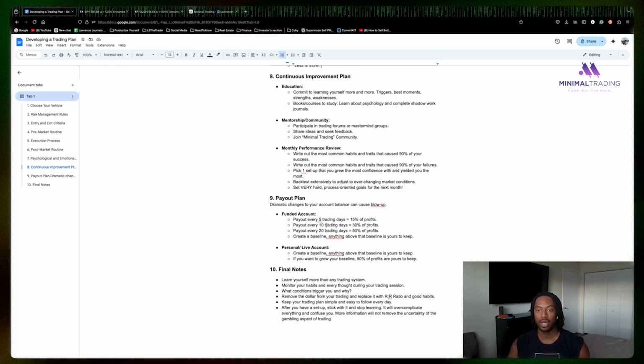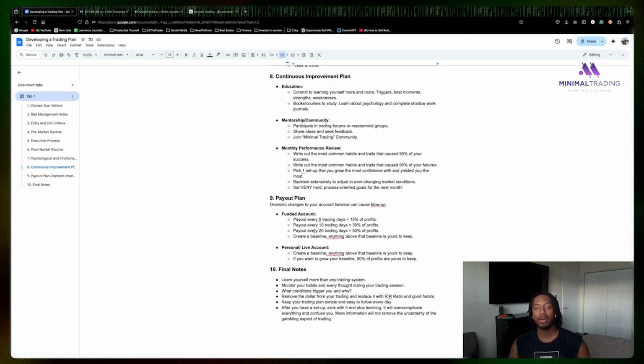Some people pay out every 10, or if you choose, every 20. So for the payout every 5 days, take 15% of your profits out. Okay, that's going to give you enough money, but it also doesn't decrease your account balance so much that you have to make a drastic change. Payout every 10 days, 30% of profits, right? So we're just doubling here.